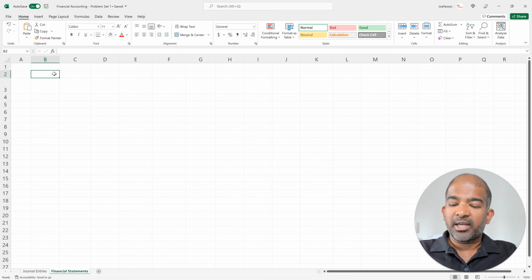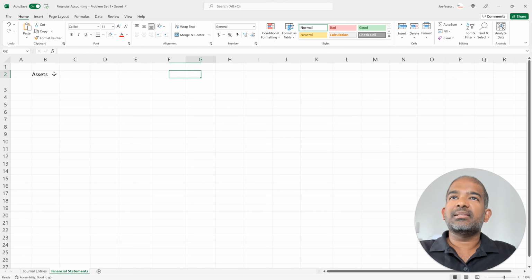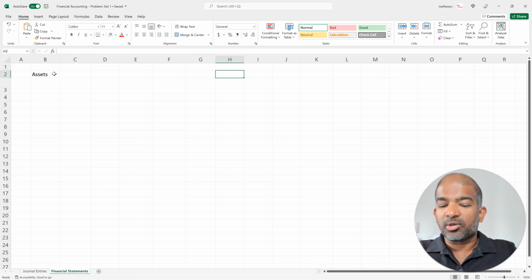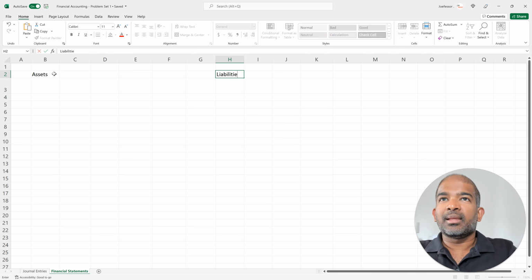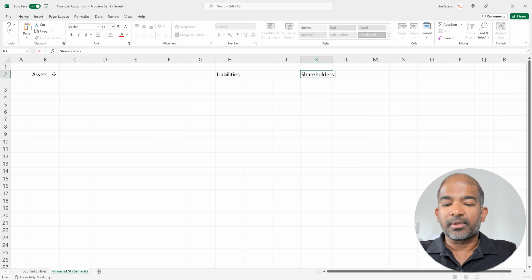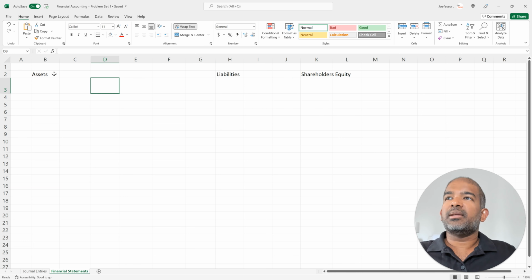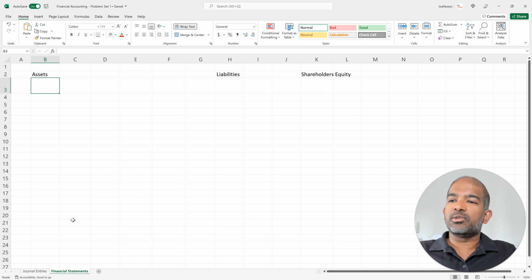I'm going to classify all my accounts, which we've created in the previous sheet, under assets, liabilities and stockholders equity, so that it's convenient for me to create my financial statements later. Under these three categories, we're going to see which of the accounts we are using.